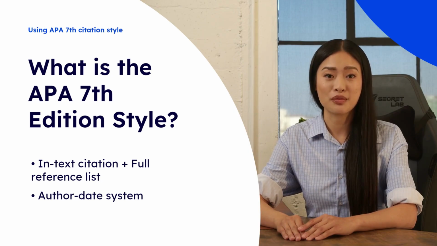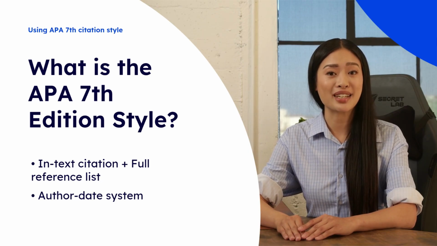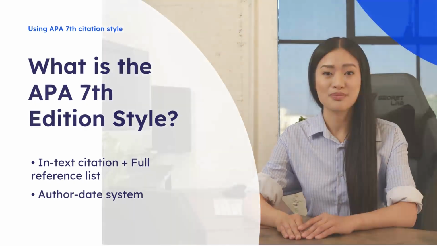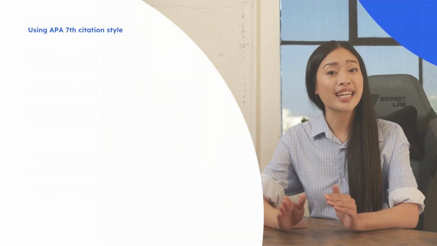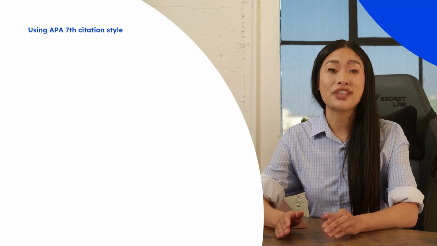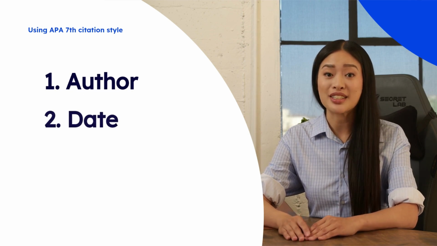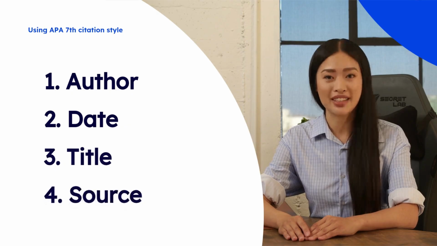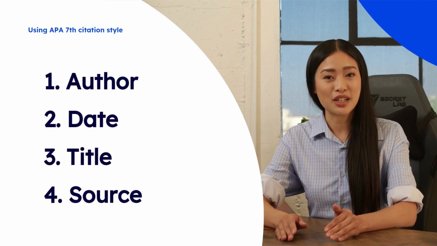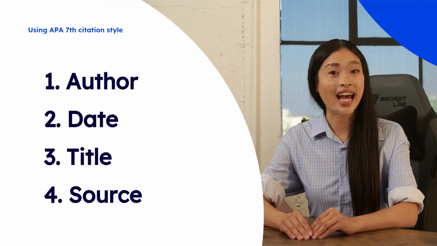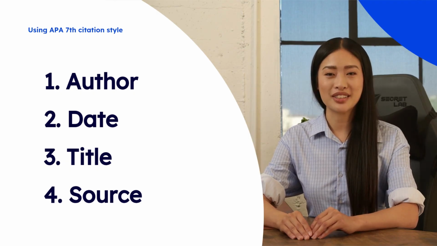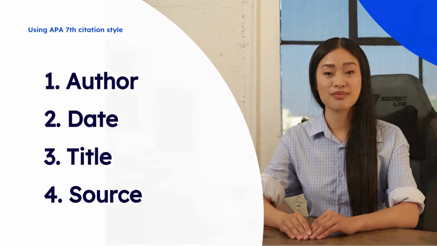So, what does a reference entry following the APA 7th style look like? Simply speaking, APA 7th edition references consist of 4 key elements: author, date, title, and source. These components should always appear in this particular order and be separated by periods. Now, let's take a closer look at each of these elements.